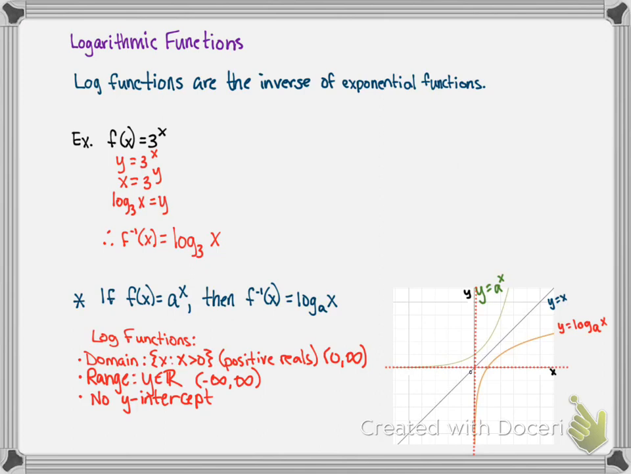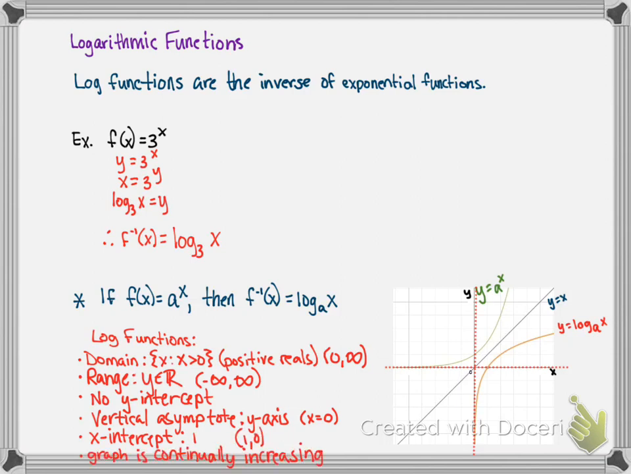A log function has no y-intercept. It does have a vertical asymptote at the y-axis, which is the line x equals 0, and it has an x-intercept at 1, or the point (1, 0). And the graph is continually increasing.